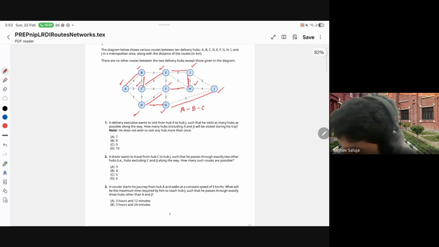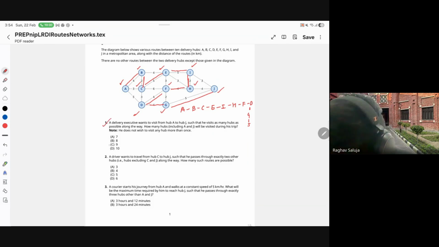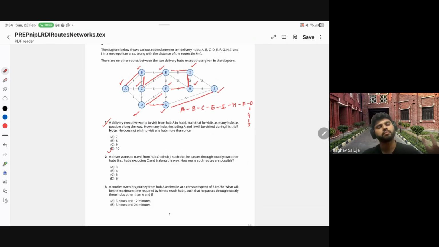A, B, C, E, I, H, F, D, G, J. Every hub is covered only once. And I'm able to cover all the 10. So it means the answer to the first question automatically becomes 10.